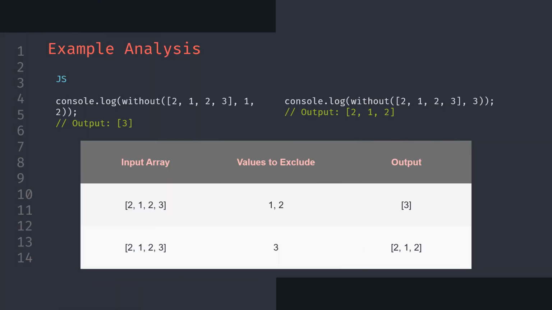Here are some examples. For 2, 1, 2, 3 and excluding 1 and 2, the result is 3. For the same array but excluding 3, the result is 2 and 2. This demonstrates how the function dynamically adjusts based on the provided exclusion list.